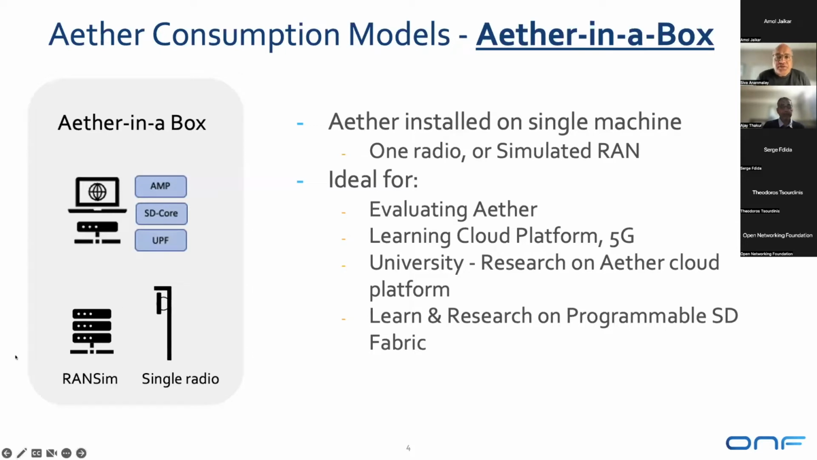What I want to cover is how people are using Aether, what we call the consumption models. And I'll move from the most straightforward model we have. We call it Aether in a Box, and it's Aether installed on a single machine, either with a single physical radio or a simulated RAN, allowing you to essentially put an entire network in a box. I literally installed this on an old MacBook Pro. It took me less than half a day to get it going, and I've got a 4G radio. AJ just started installation on a 5G radio. So we're able to put together this type of setup very quickly, very easily.